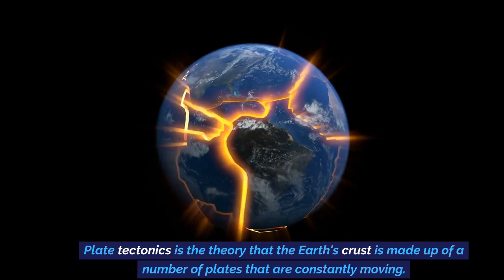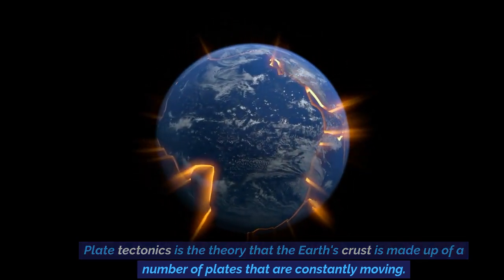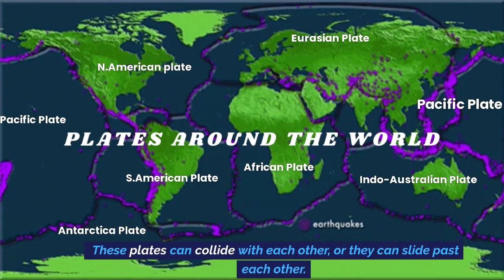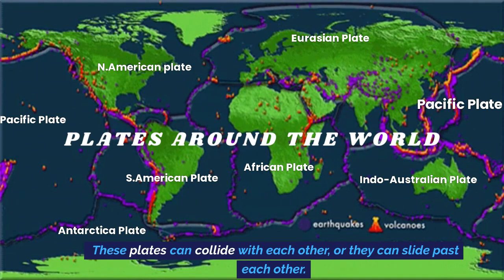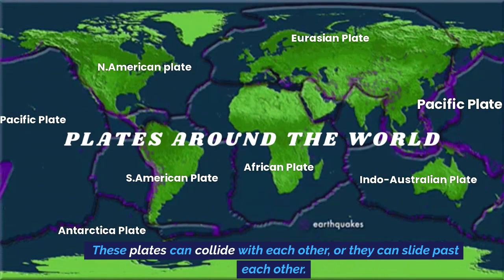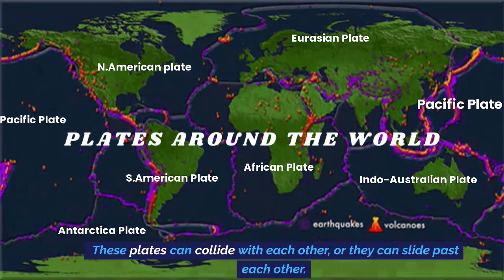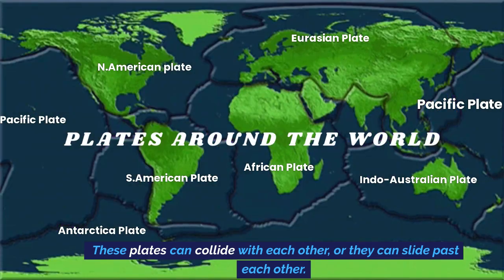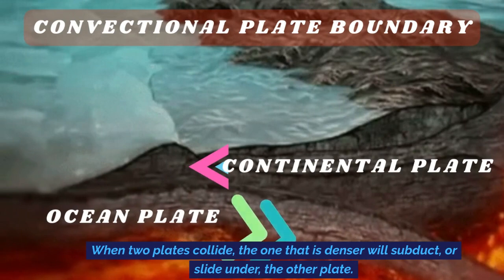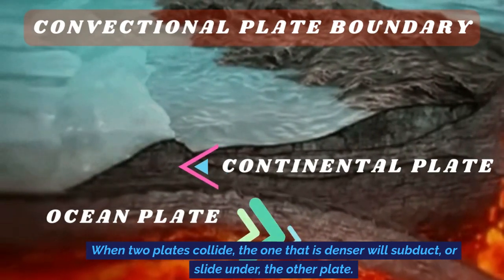Plate tectonics is a theory that the earth's crust is made up of a number of plates that are constantly moving. These plates can collide with each other or they can slide past each other. The major plates are the Pacific plate, North American plate, South American plate, African plate, Eurasian plate, Indo-Australian plate and Antarctic plate. When two plates collide, the one that is denser will subduct or slide under the other plate.